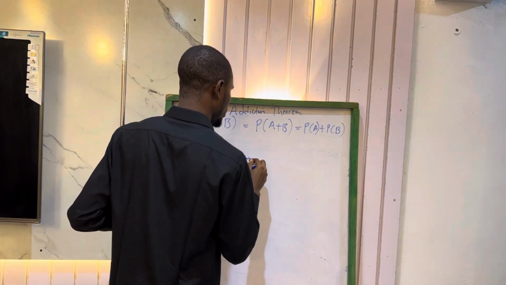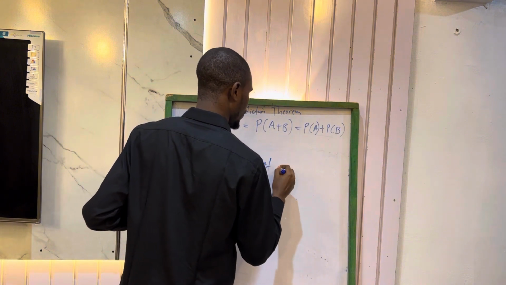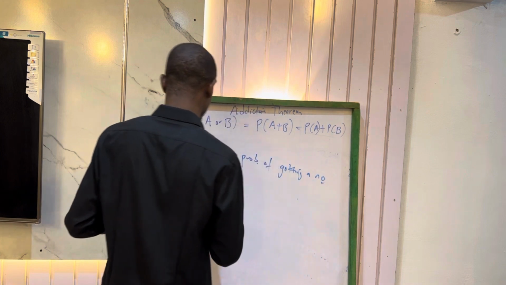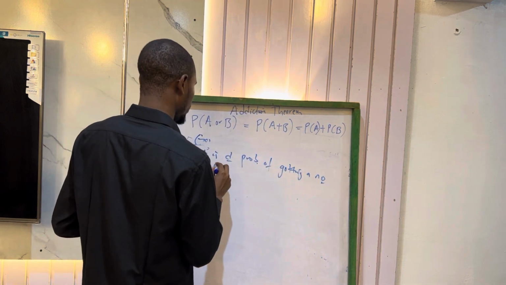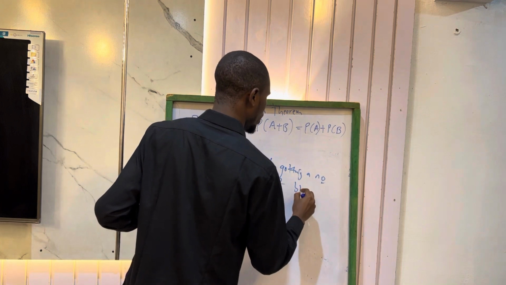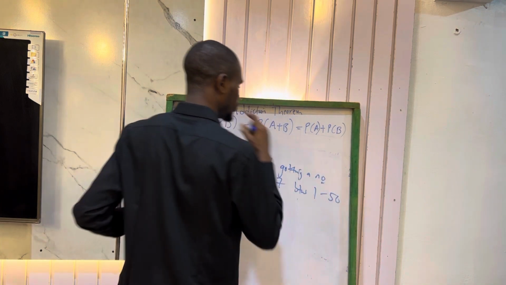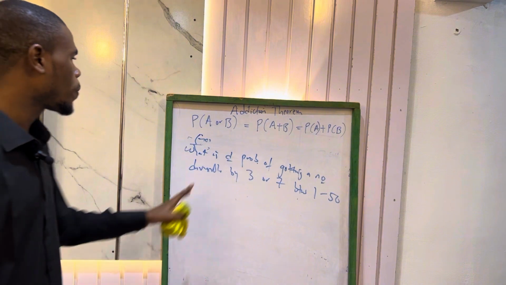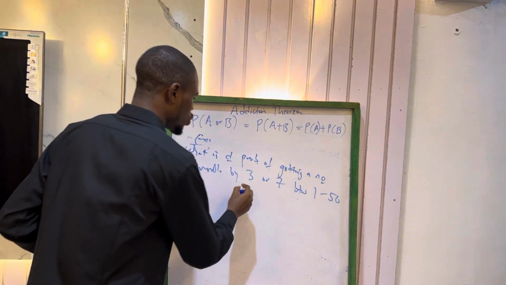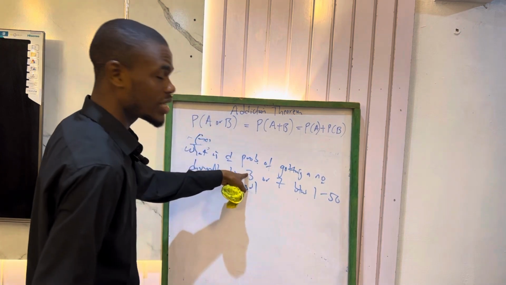The probability of getting a number divisible by 3 or 7 between 1 to 50. Okay, I've rephrased it this way. So we want to now understand exclusive events and partially dependent events. Solution. We have already solved for numbers divisible by 3.